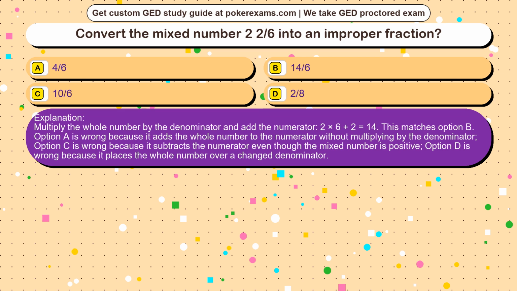This matches option B. Option A is wrong because it adds the whole number to the numerator without multiplying by the denominator. Option C is wrong because it subtracts the numerator even though the mixed number is positive. Option D is wrong because it places the whole number over a changed denominator.